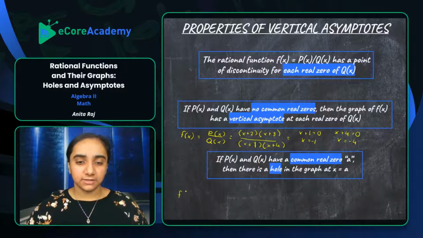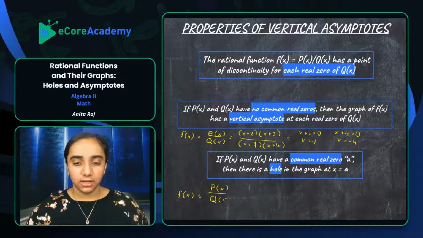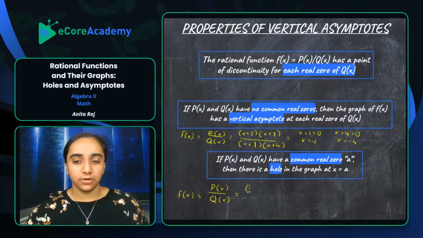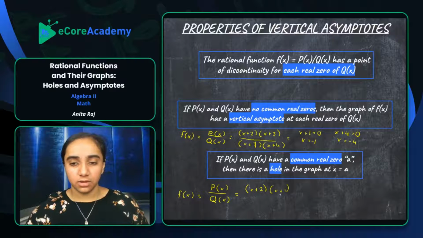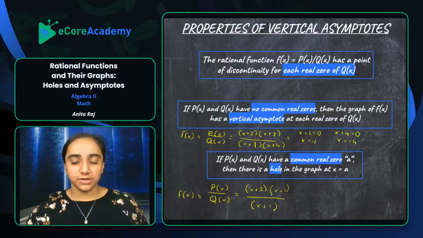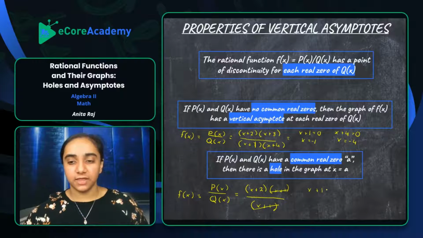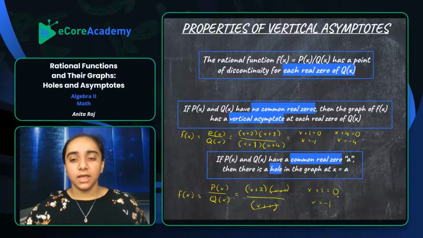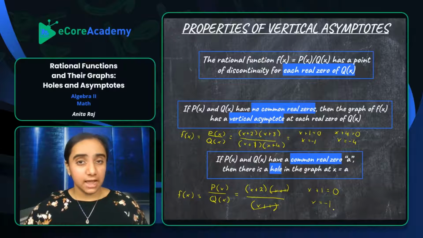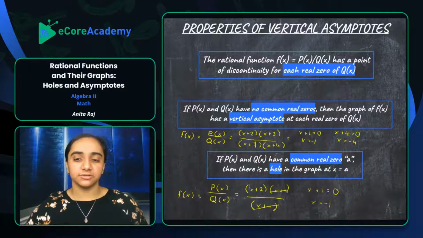So if we had f of x equal to P of x divided by Q of x, and let's say P of x was, let's say we already factored it, x plus 2 times x plus 1, divided by x plus 1, well, there's a common factor here, which is x plus 1. So if we set x plus 1 equal to 0 to find the zero, x is equal to negative 1, and there's not going to be a vertical asymptote here. There's actually going to be a hole here because there's a common factor.